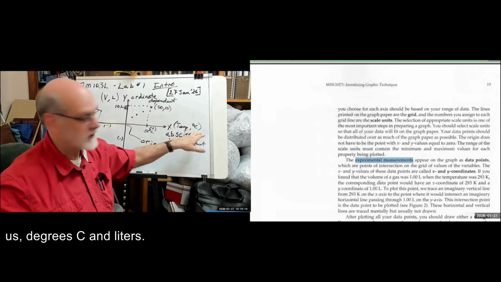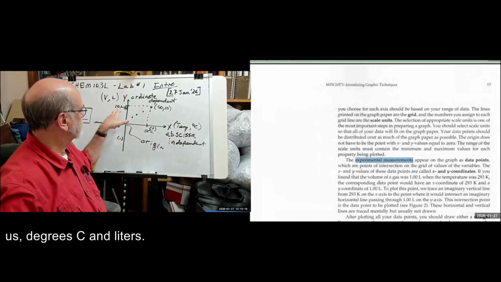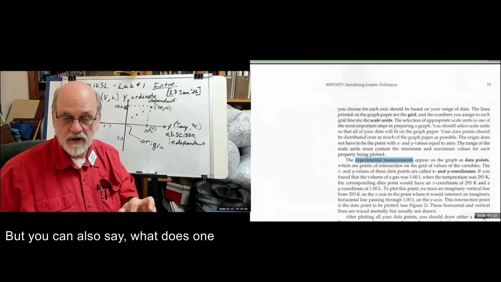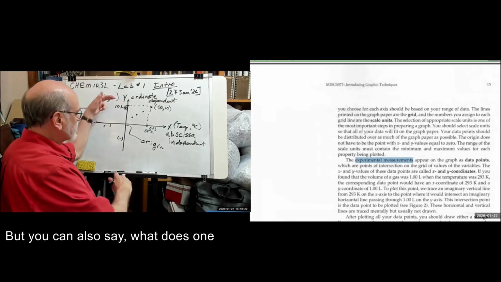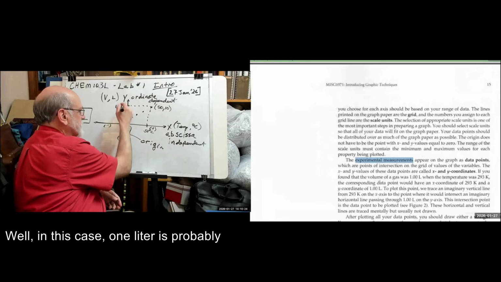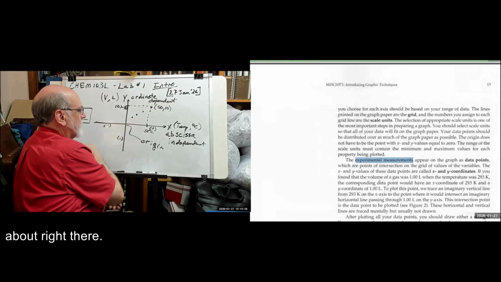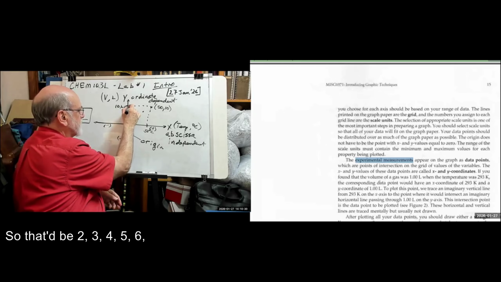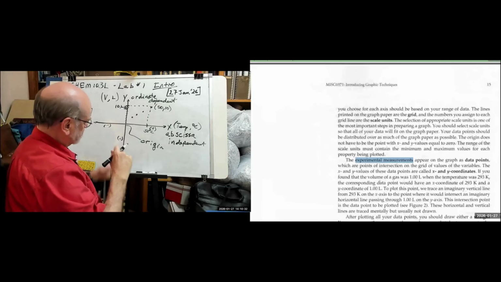In this case, the units are chosen for us, degrees C and liters. But you can also say, what does 1 liter represent? Well, in this case, 1 liter is probably about right there. So that'd be 2, 3, 4, 5, 6, 7, 8, 9, 10.